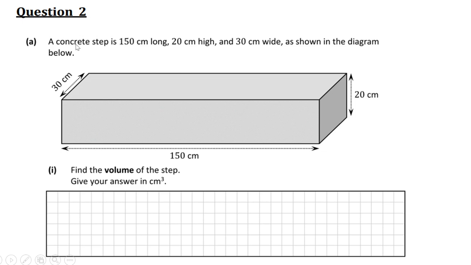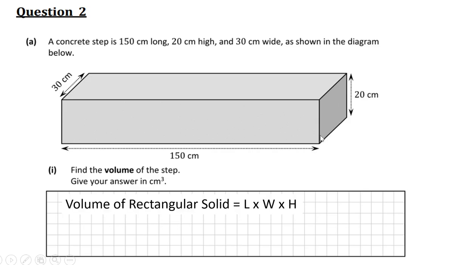Here's question 2 in the exam. A concrete step is 150 centimeters long, 20 centimeters high and 30 centimeters wide as shown in the diagram below. So you can see it there. Find the volume of the step, give your answer in centimeters cubed. So pretty easy question here.